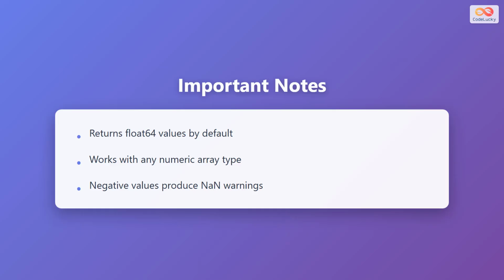There are 3 key points to remember about np.sqrt. First, it returns float64 values by default, which means you'll always get floating point numbers in your output. Second, the function works with any numeric array type, including integers, floats, and complex numbers. Third, and this is important, if you pass negative values, NumPy will produce NaN, which stands for not a number, and you'll receive a runtime warning.